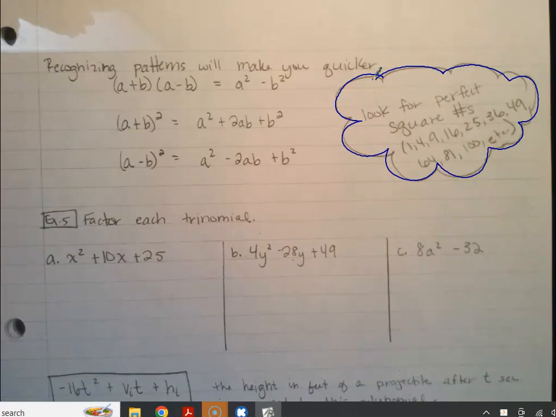A perfect square is a number times itself. So 1 times 1 is 1. 2 times 2 is 4. 3 times 3 is 9. 4 times 4 is 16. 5 times 5 is 25. So you're looking for those perfect square numbers. Like if I look at A where it says factor this trinomial, this is a perfect square. If you see a perfect square, flares should go shooting off from your brain, like, hey, I might have a shortcut here.